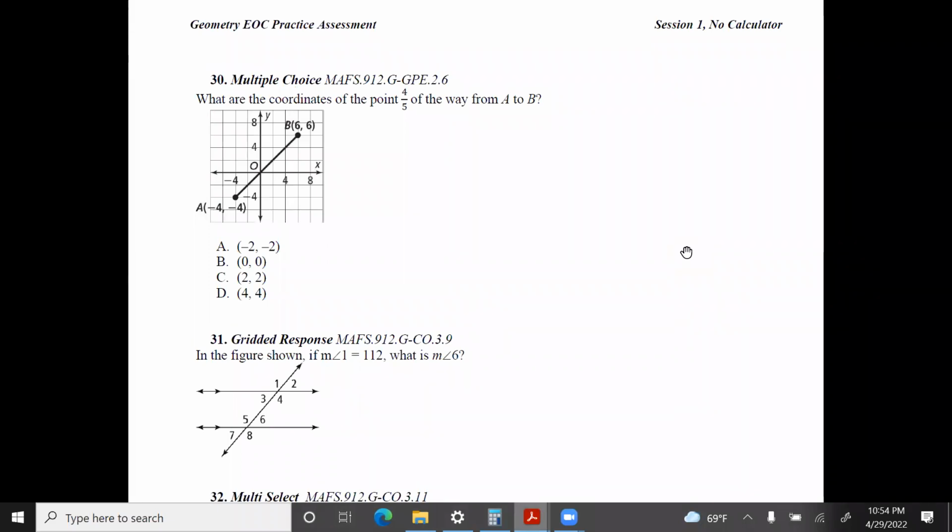All right, 30. We're almost done. What are the coordinates of the point 4/5 away from A to B? Well, we went 5 units over and 5 units up to get from A to B. So if we went 4/5 of the way, instead of going over 5 and up 5, we're going to be going over 4 and up 4. Is that the point? 4, 4.